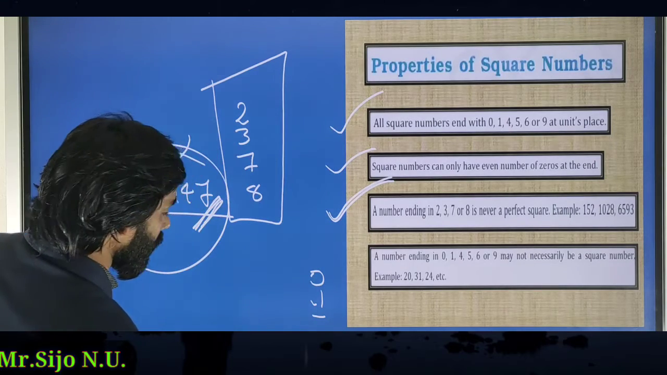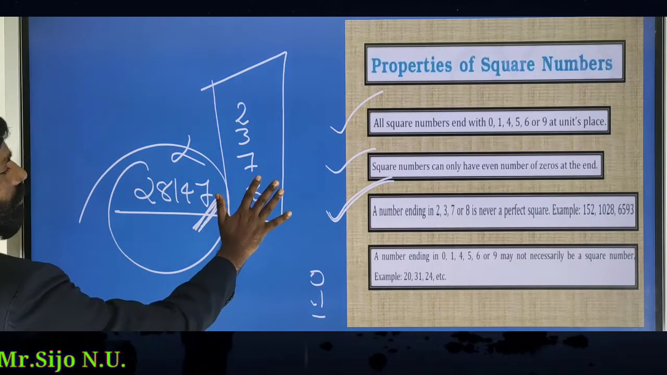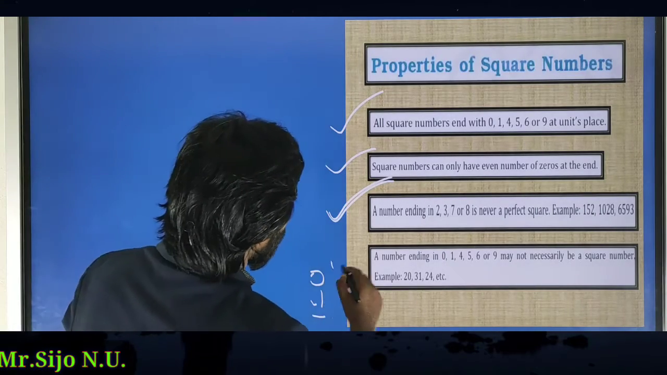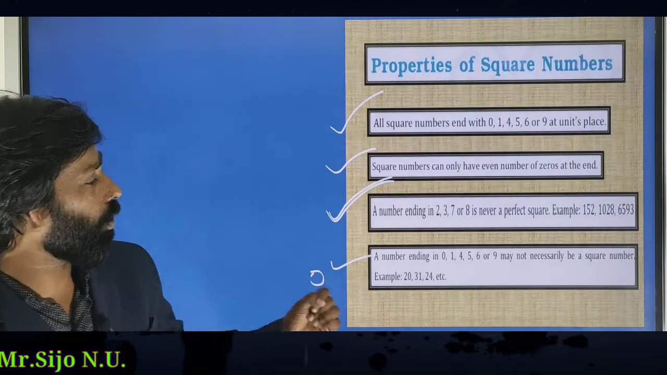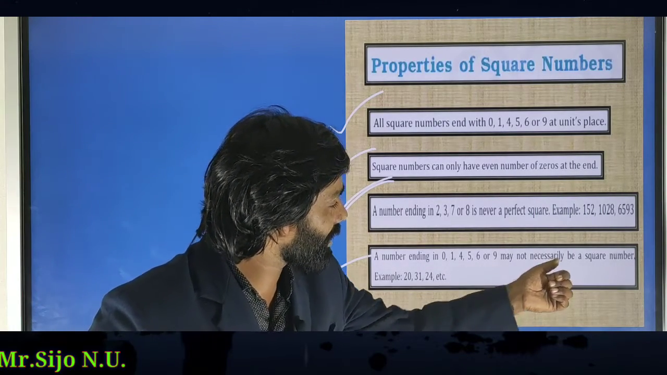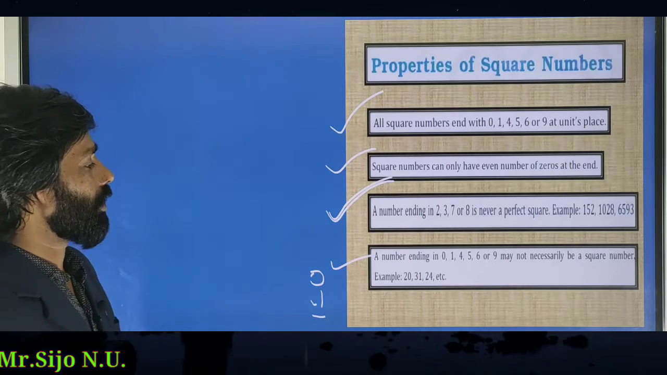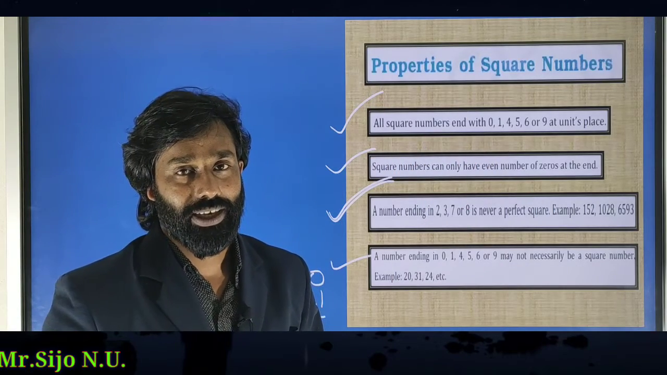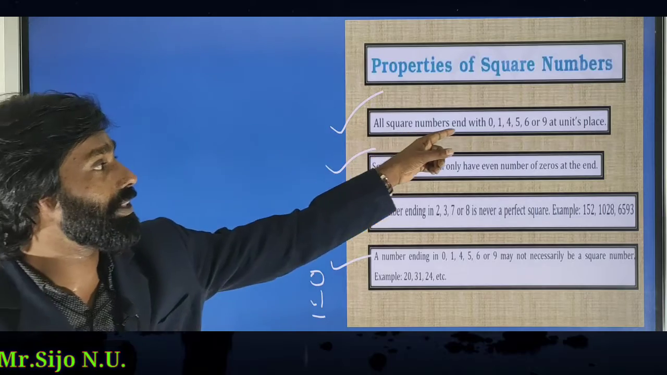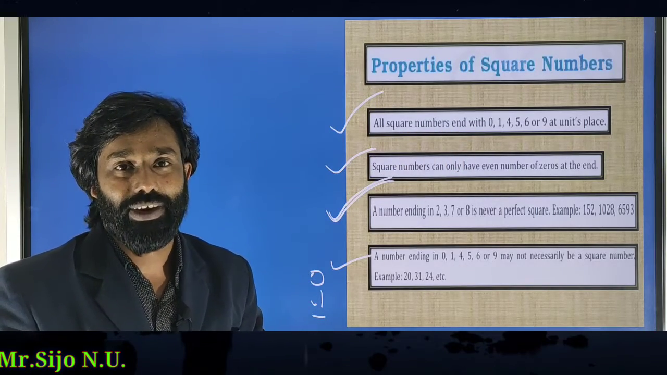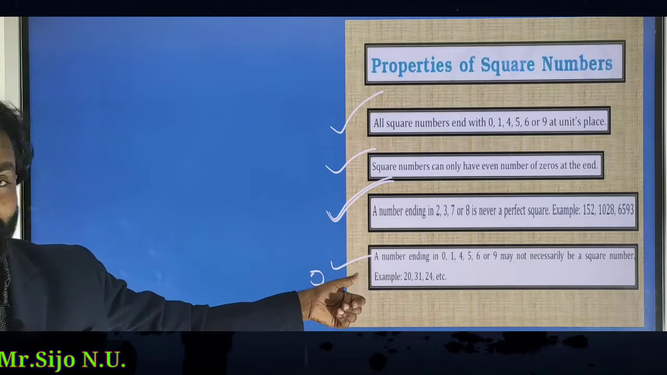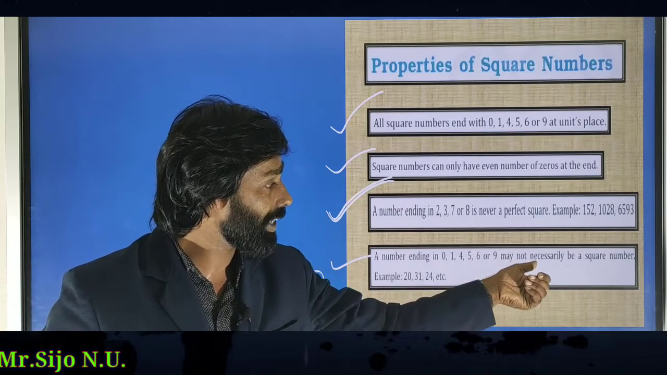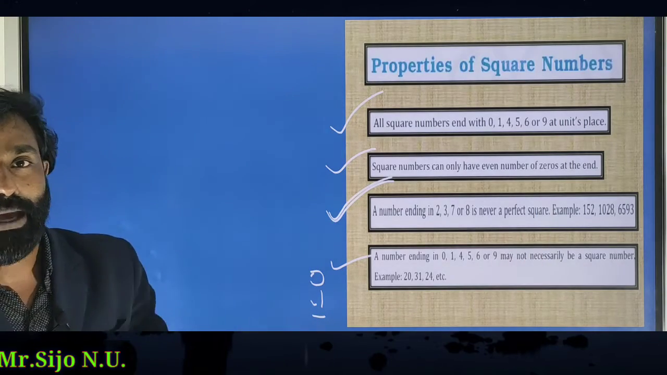So what about the next property? What is the next property? Yes, that is this one. A number ending in 0, 1, 4, 5, 6 or 9 may not necessarily be a square number. In the first property, we said all square numbers end with these digits. Does it mean all the numbers ending with these digits are perfect squares? Never. That is what this property says: it is not necessary. It may or may not be a perfect square number.